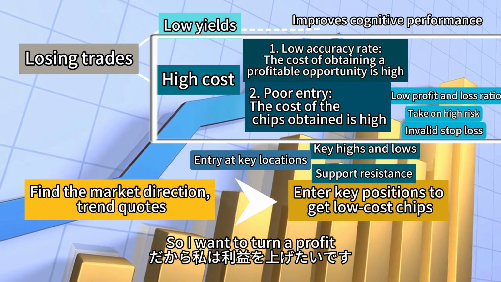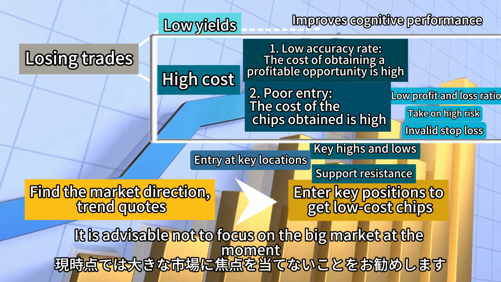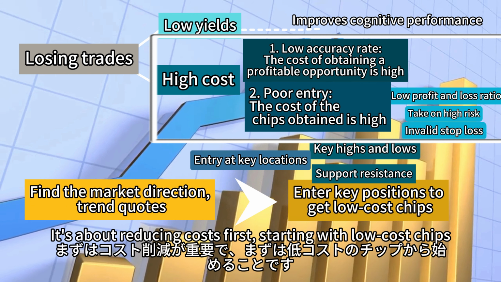So if you want to turn a profit, it is advisable not to focus on the big market at the moment. It's about reducing costs first, starting with low-cost chips.